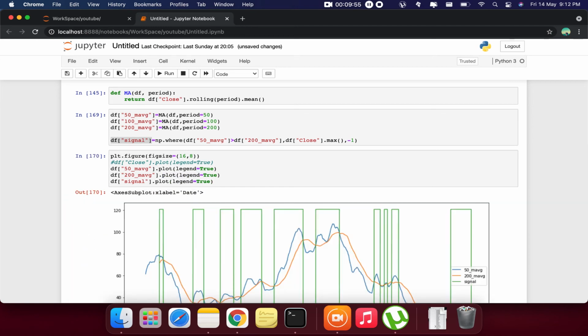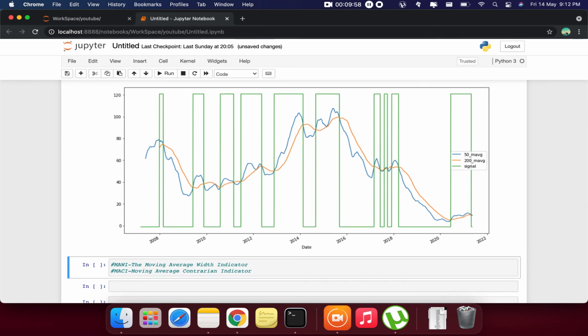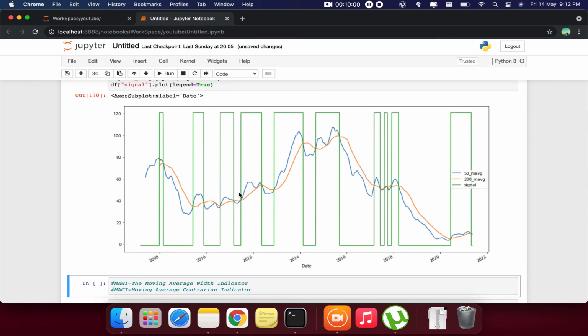Okay, now as you can see here, let's take this part. Here you can see that the 50-day moving average is way over the 200-day moving average. So that's why it gave a sell signal. But previously, as the blue line, the 50-day moving average, was lower than the 200-day moving average, it was giving us a buy signal. Okay, so this is how we can check if it is a good time to buy or sell a stock.